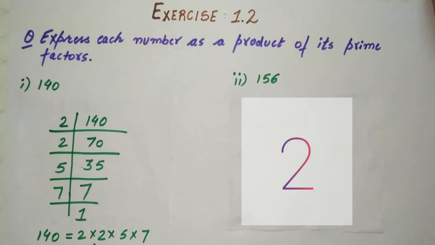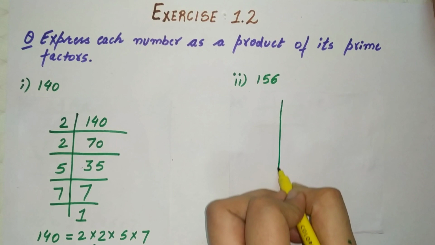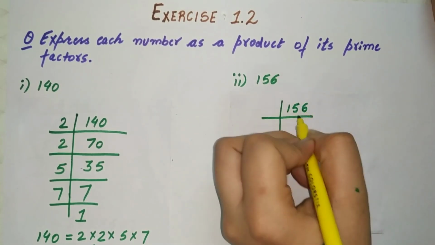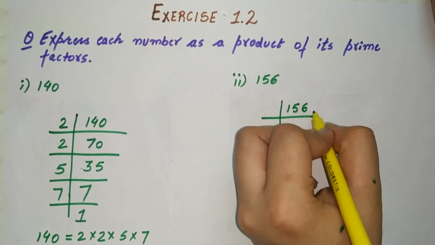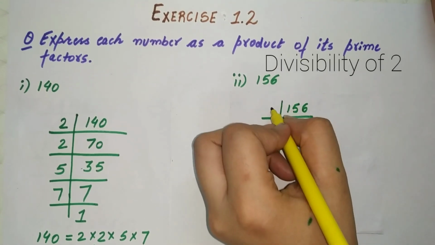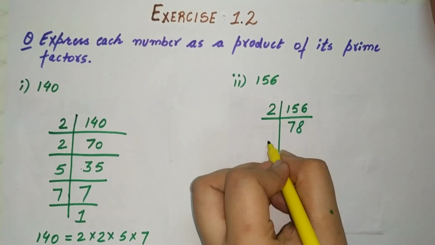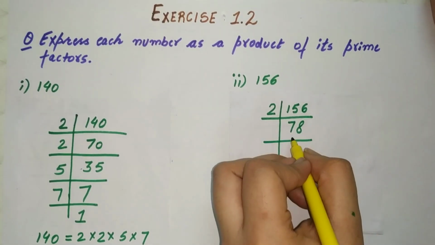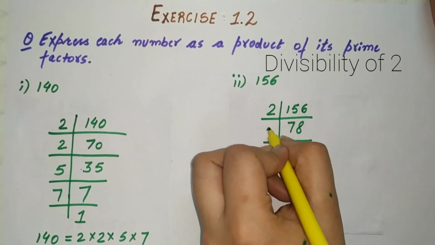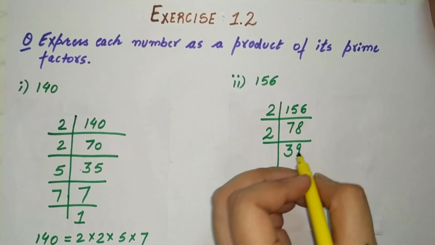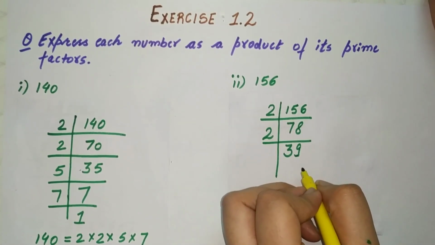2 squared multiply 5 multiply 7. Let's solve the other part. We have to find out the prime factors of 156. Since 156's ones digit is 6, it's divisible by 2. 156 divided by 2 is equal to 78. Now 78 again ends with 8, so it's divisible by 2.